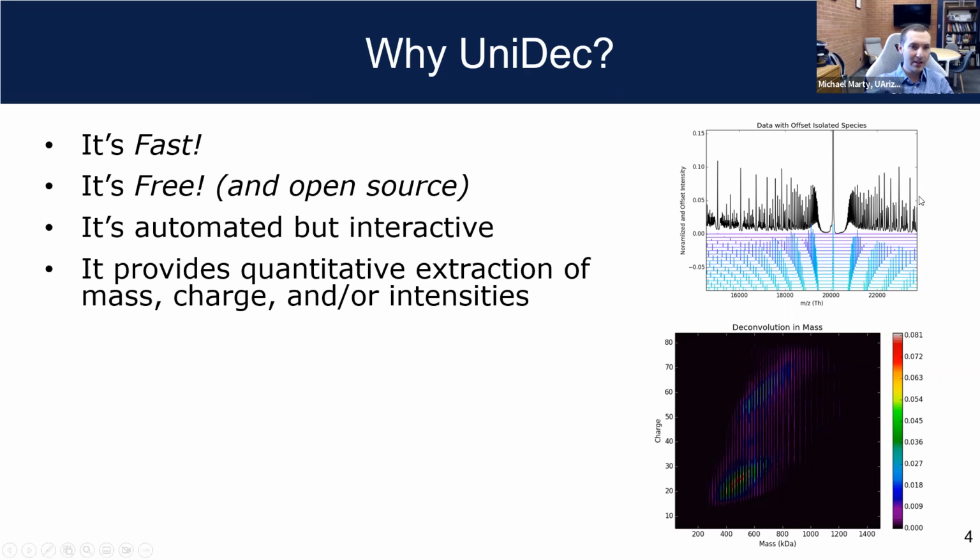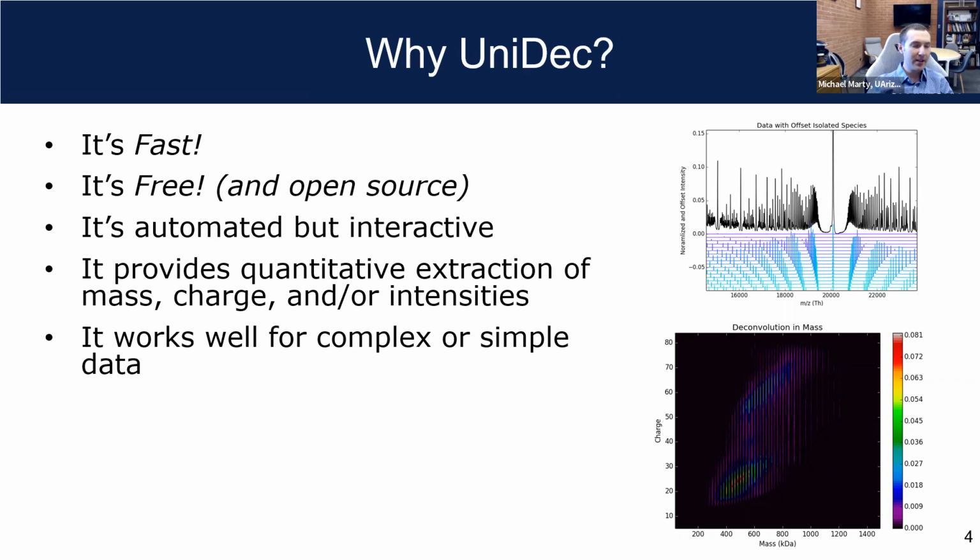We can get a lot of quantitative information on the mass, on the intensities, on the charge. The really nice thing about UniDec that I would say distinguishes it from other algorithms is that it's built to work equally well for simple and complex spectra. So it'll work just as well for that really simple distribution as it will for something super complex like this.